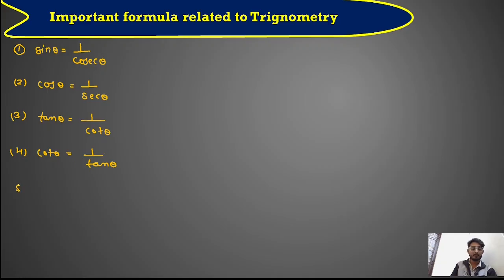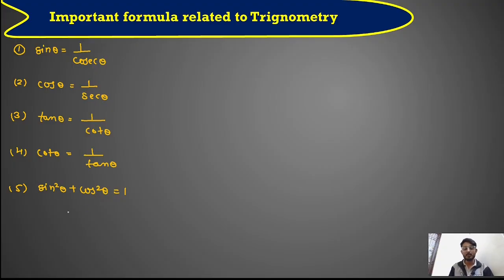Also there are only three ratios, sin, cos, tan. Also you can find cos equal to 1 upon sec, so sec equal to 1 upon cos, and you can find sin square theta plus cos square theta equal to 1. From this identity you can find two more formulas. How? You can find the value of cos square theta from here and sin square theta from here.